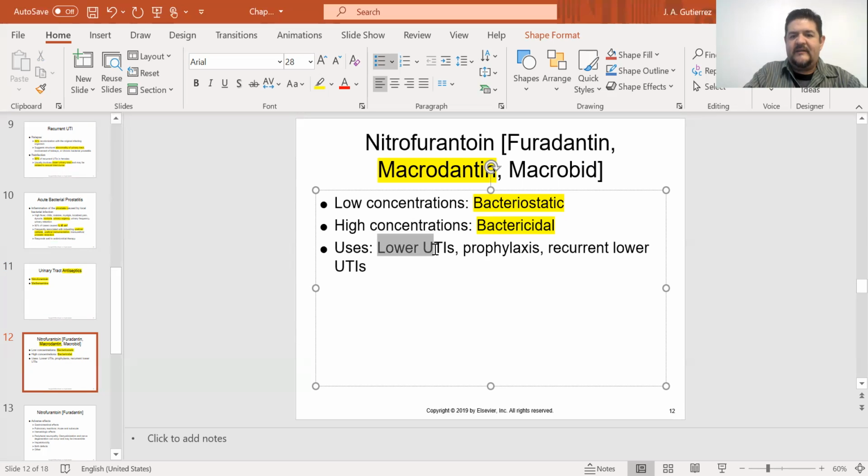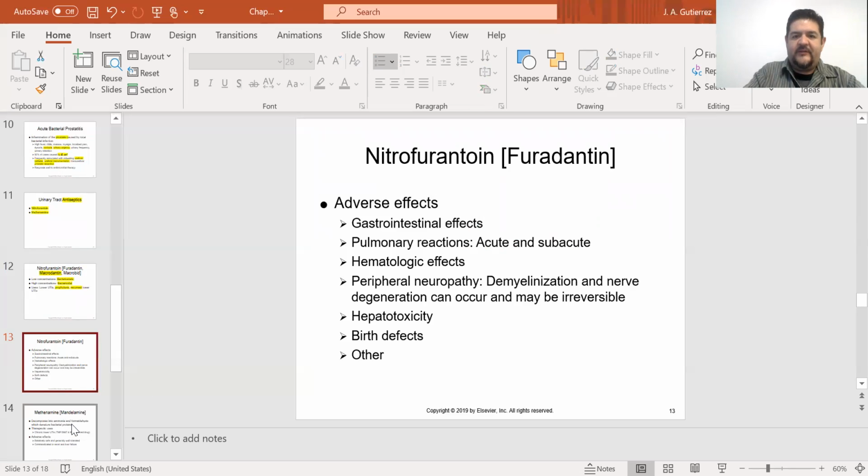Nitrofurantoin is advised for lower UTIs, like we mentioned, acute cystitis, and prophylaxis, for someone that is going to have some type of surgical intervention, and we want to prevent a UTI, or recurrent UTIs. So those are the common uses for nitrofurantoin.